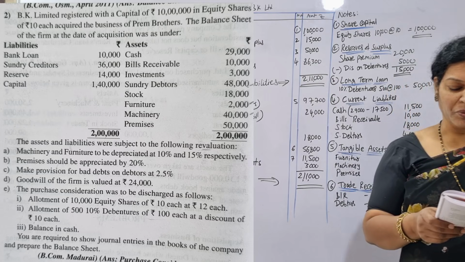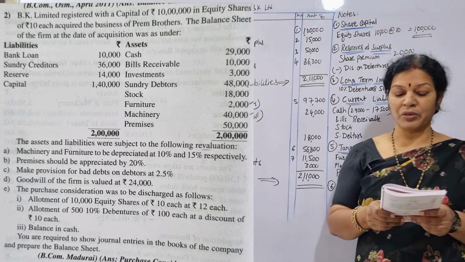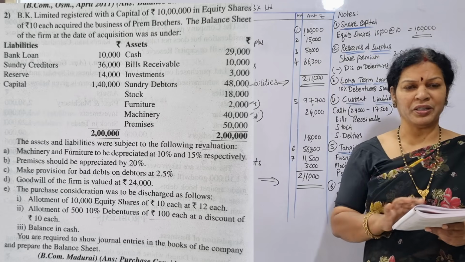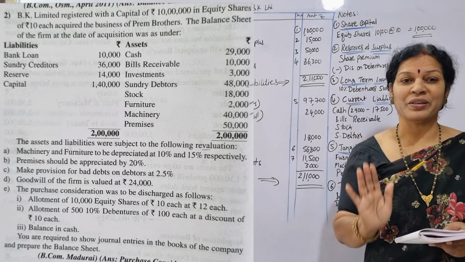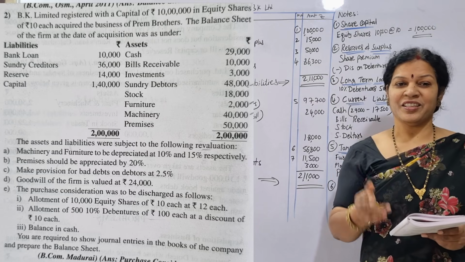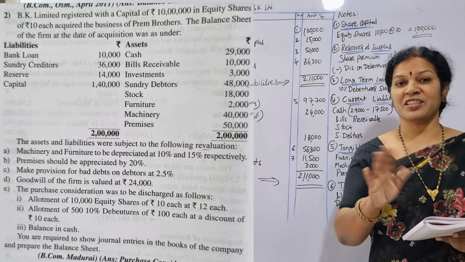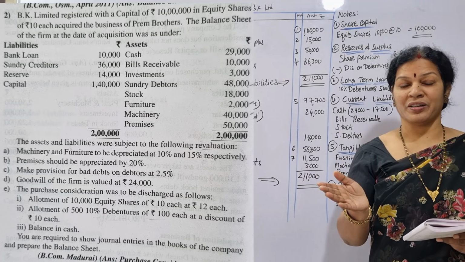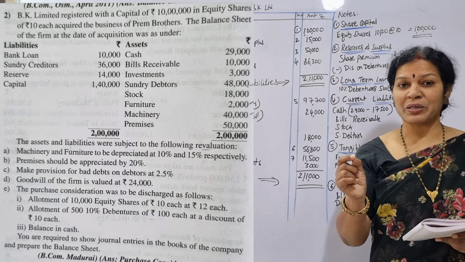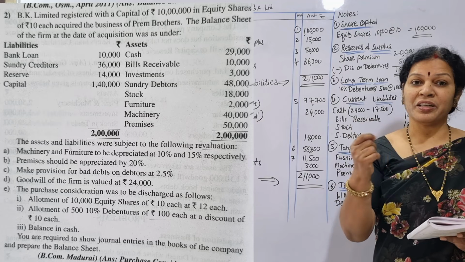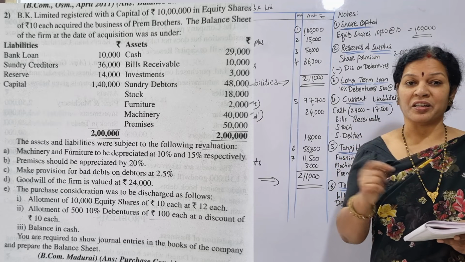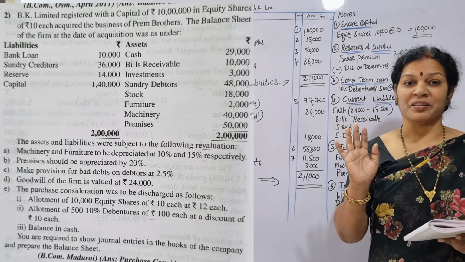Goodwill of the firm is valued at 24,000. Generally, goodwill will be given in the balance sheet. Now here they are saying in the adjustments that the goodwill value also we have to consider. Generally, when we pass the second entry, assets and liabilities taken over, there we were going to get a balancing figure, either goodwill on the debit side or general reserve on the credit side. Now here goodwill is given.